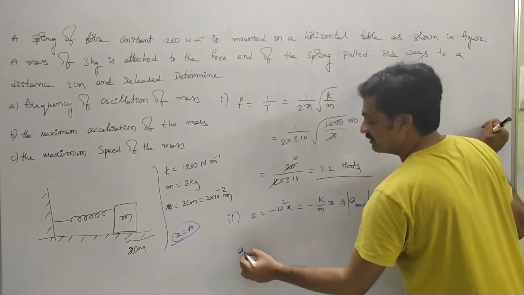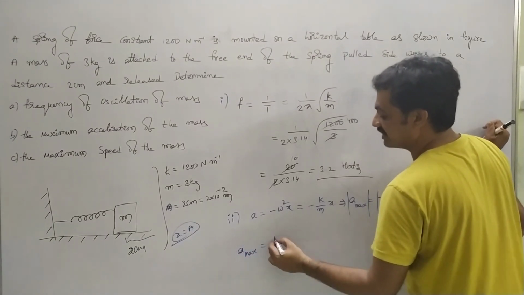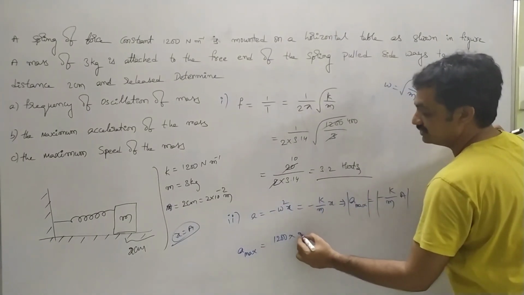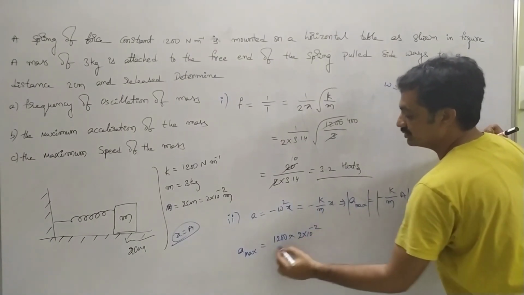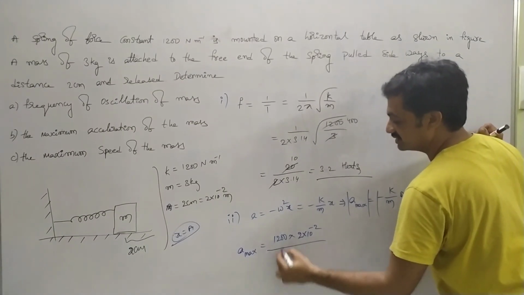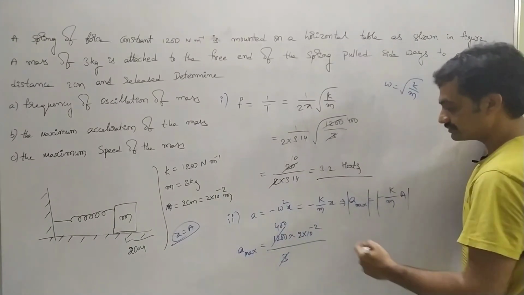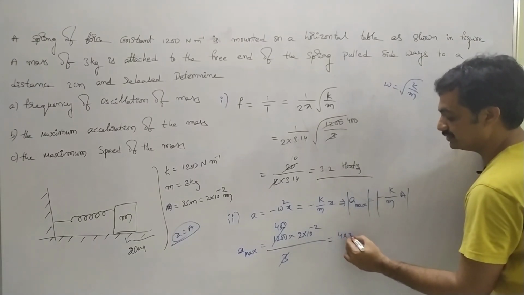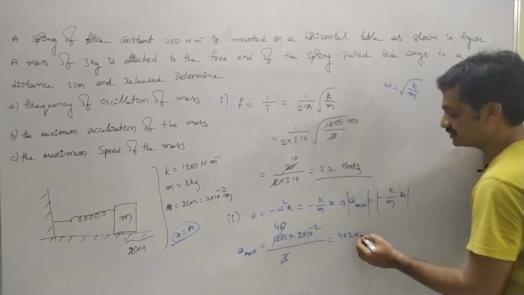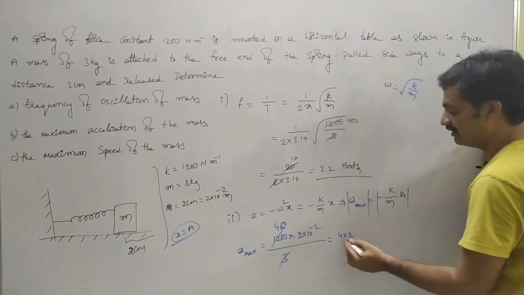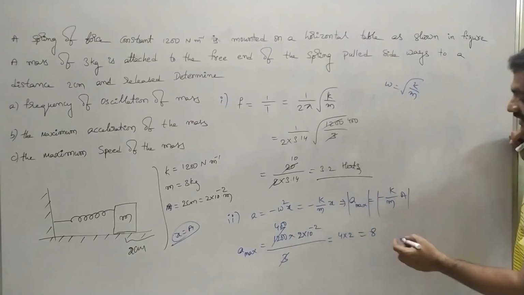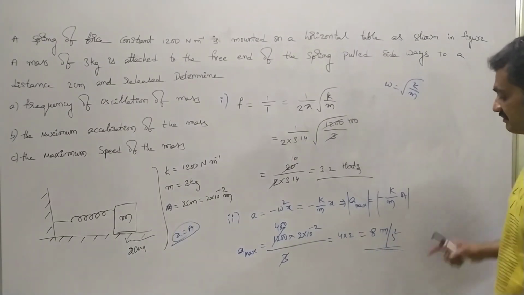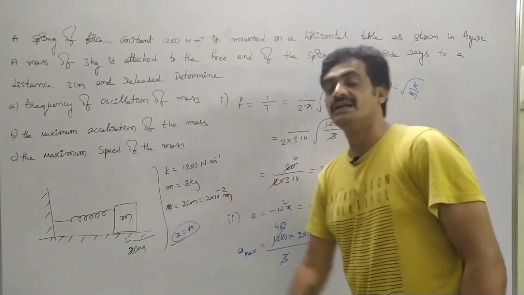So we have a max is equal to the value of k is 1200 into amplitude is 2 into 10 to the power of minus 2 by mass is 3. So here we have 400 into 2 into 10 to the power of minus 2. We can represent it as 4 into 2 into 10 to the power of plus 2 minus 2, so it becomes 10 to the power of 0. So we have 4 into 2, which is 8 meter per second square. So this is the maximum acceleration attained by the block.